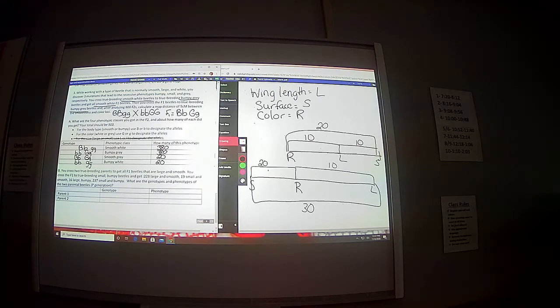That last one there: you cross 2 true breeding parents to get all F1 beetles that are large and smooth. You cross the F1 to true breeding small bumpy beetles to get 28 large smooth beetles, 19 small smooth, 16 large bumpy, 237 small and bumpy. What are the genotypes and phenotypes of the 2 parental beetles in the P generation? So we know that they're going to be homozygous for both traits because it tells us that they are true breeding.